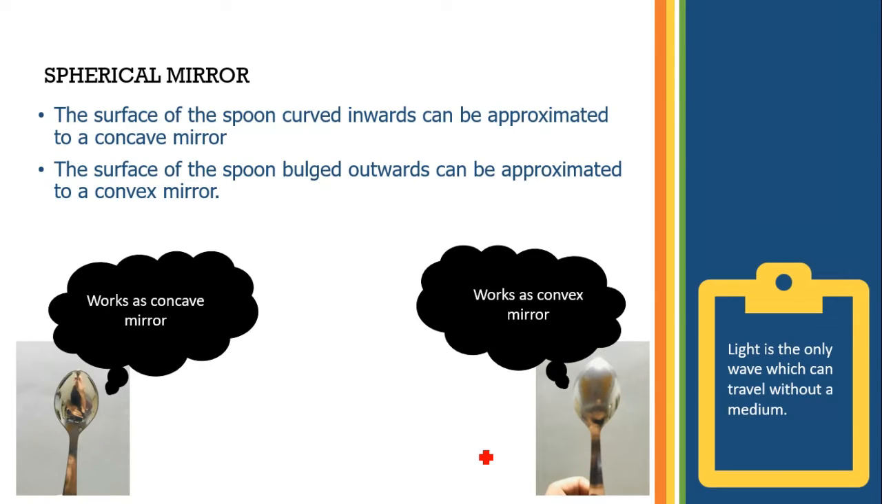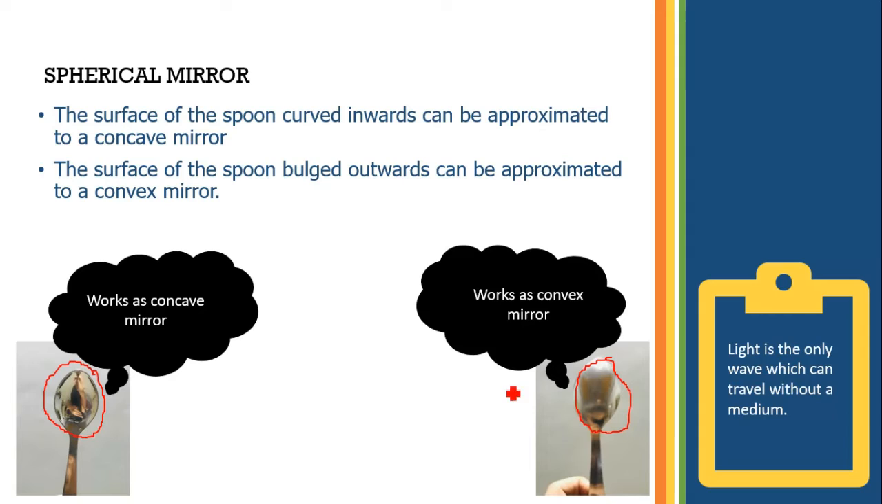We can see in the spoon, this is the front side of a spoon, and it is a concave mirror, and this is the back side of a spoon, which is a convex mirror. So we have a difference between concave and convex mirrors. The first difference is, in the concave mirror, the reflecting side is inwards, and in the convex mirror, the reflecting side is outwards.